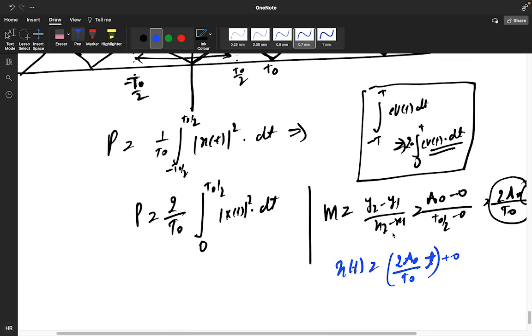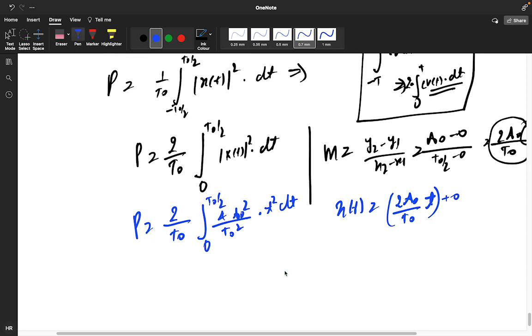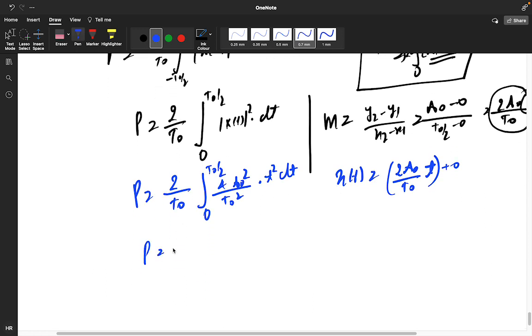So this is my equation and it's following from 0 to t naught only. So power will be 2 divided by t naught, 0 to t naught by 2, square this, so you will get 4 a naught square by t naught square into t square into dt. So if you solve this particular, what you will get?